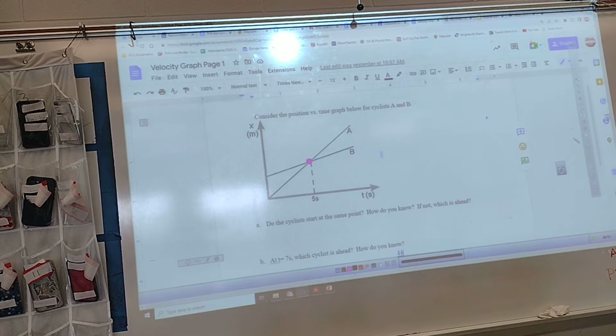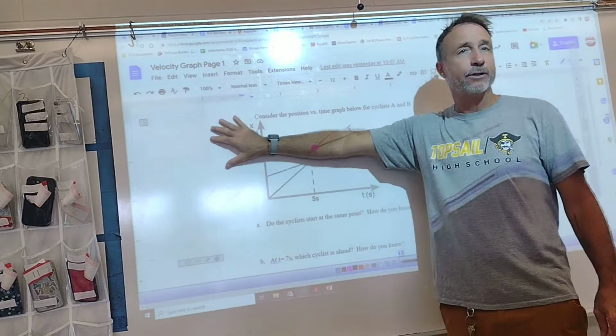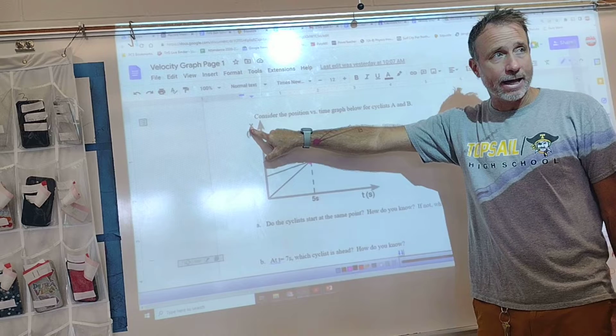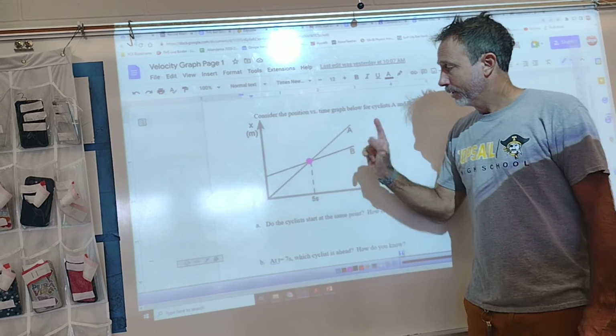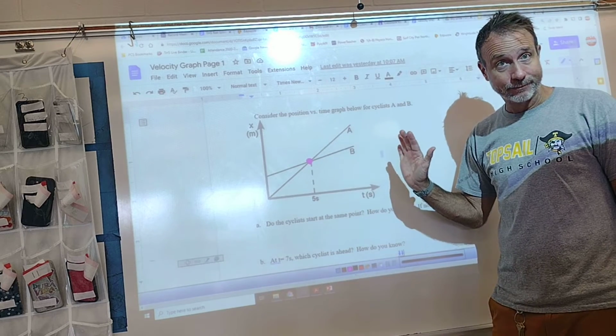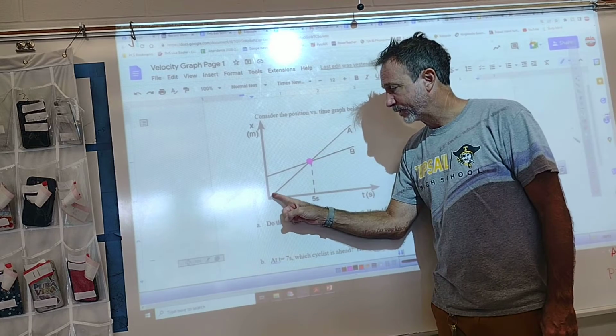So we look at a graph like this. This graph has multiple lines on it. It is a distance over time graph. Okay? Object A is a steeper line than object B. So object A is going faster.